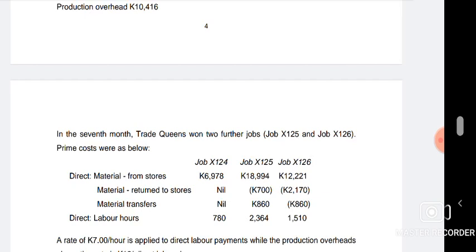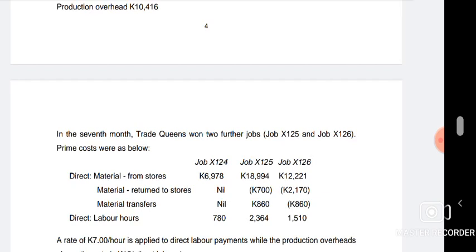If you've noticed how they've put it, some figures have been put in brackets. What do they mean? These are like deductions. So even when you're computing the total cost of material, you have to respect those which are in brackets. These are signs that would be negative, meaning we would subtract as we put all the material costs together. So it would be like 18,994 minus 700 plus 860. That's for job X125.